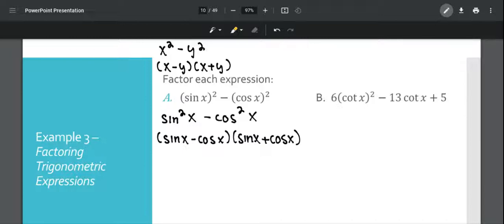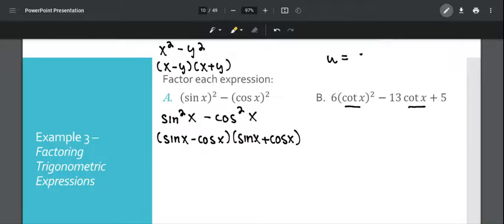The second one for B is a little bit different because this is really just like your general quadratic polynomial, but we have a trig function in there. So one trick is that if your functions are all the same, if it kind of throws you off to factor with that function in there, then just substitute a letter in there to factor, and then we can substitute back. But you can only do that if the function's the same all the way through.